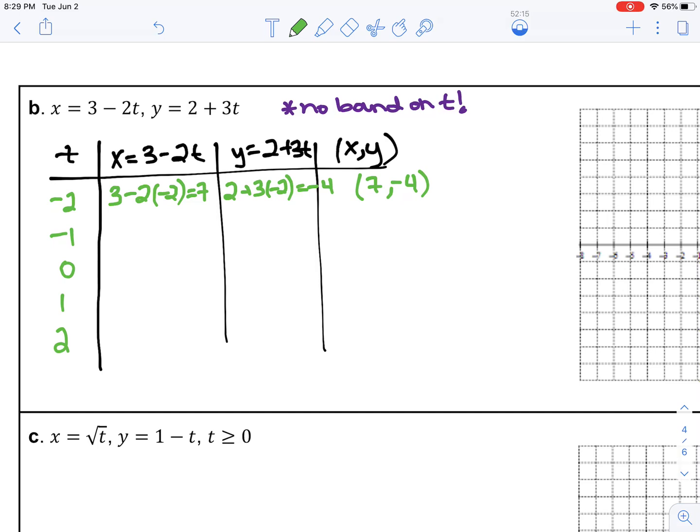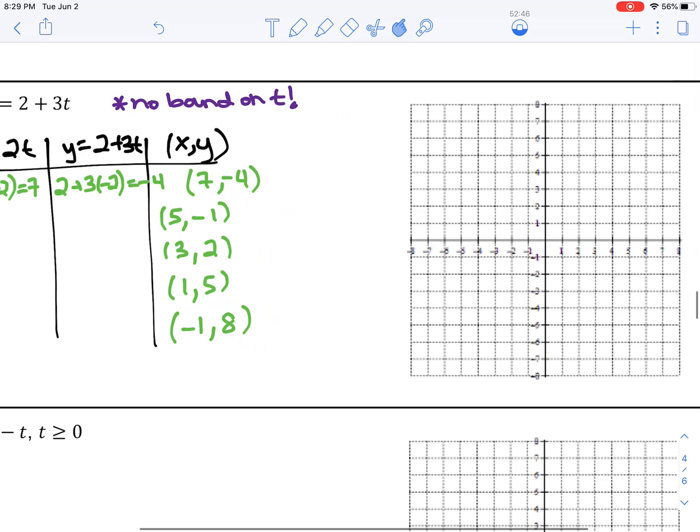Okay. Much like before, I'm going to leave the details of plugging in the rest to you guys. I think that's something you can handle, but do check and make sure you agree with these points: when t is equal to negative 1, we get the x, y point 5, negative 1. When t is 0, we get 3, 2. When t is 1, we get 1, 5. And finally, when t is 2, we get negative 1, 8.